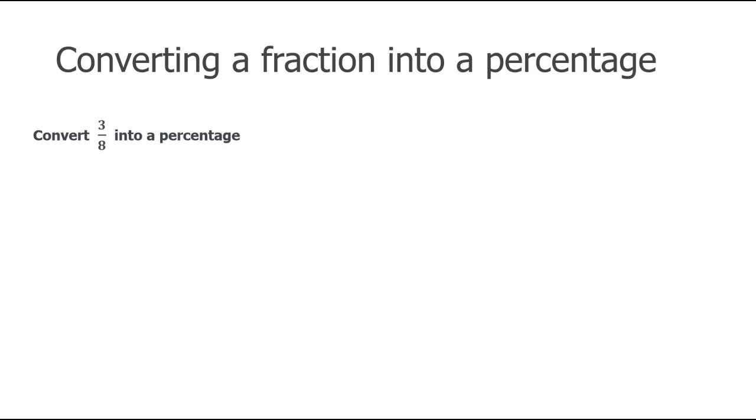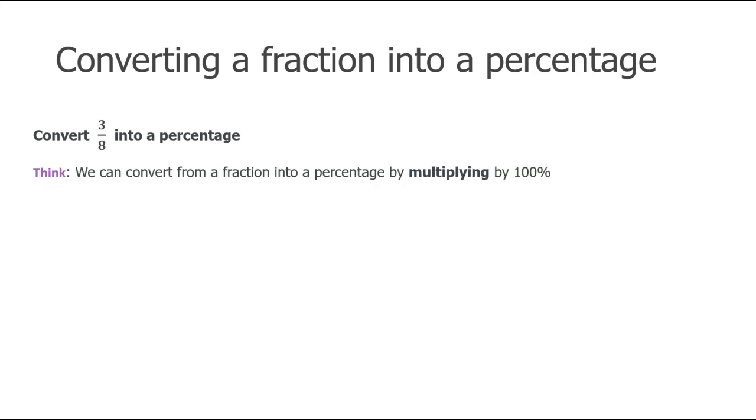So here's an example. We have 3 over 8, or 3/8. We want to turn that into a percentage. What is 3/8 of something if we were to show that as a percentage? We can convert from a fraction into a percentage by multiplying by 100. So before when we divided by 100, now we are multiplying by 100%.